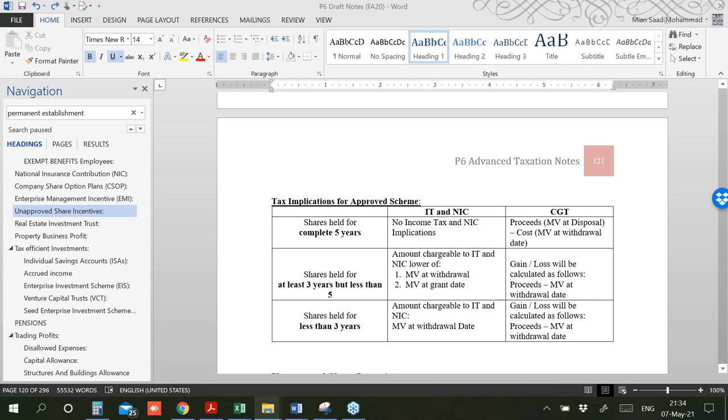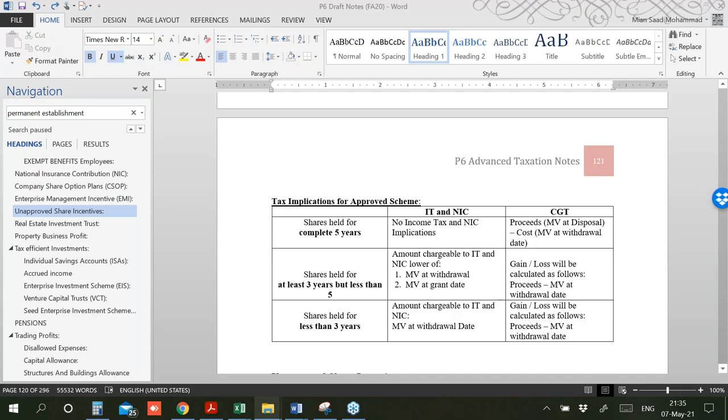Now, the other extreme, if they keep it for less than 3 years, then whenever they withdraw, there will be an amount chargeable to IT and NIC, and that is whatever the market value at the withdrawal date, that will be subject to IT and NIC. However, there is an in-between scenario: if they keep it more than 3 years but less than 5 years, the IT and NI will still be applicable. However, it will be the lower of the market value at the grant date and the market value at the withdrawal date.